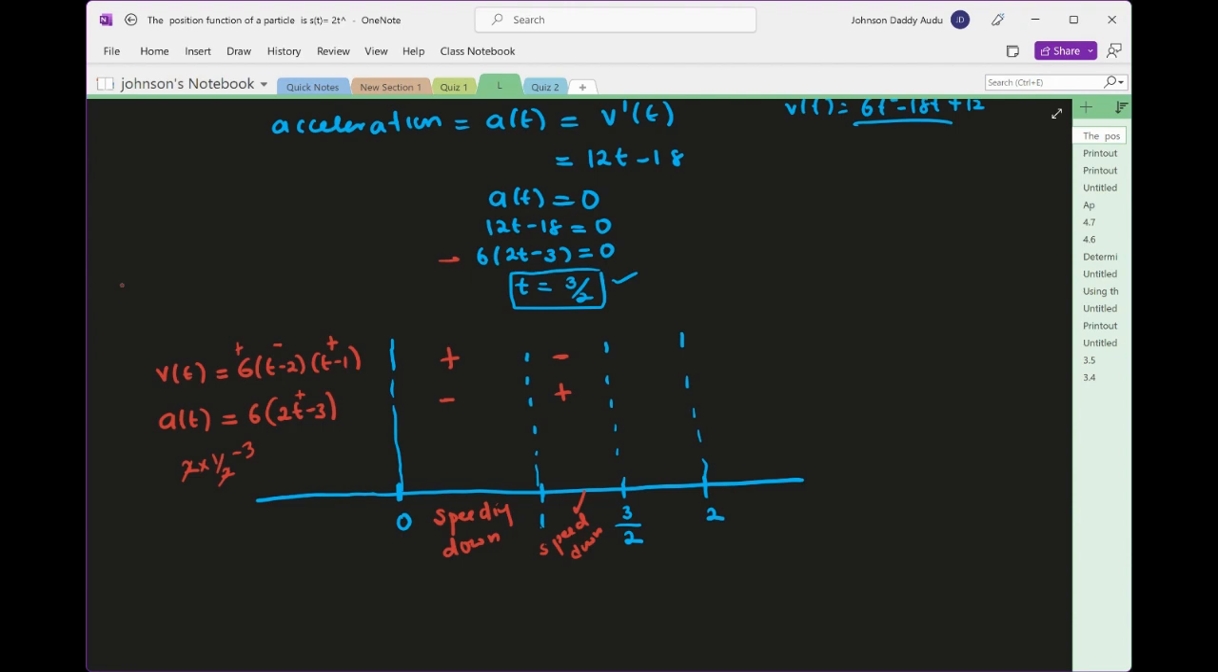Then we move to the next interval between 3 over 2 and 2. We can take, say, 1.7. If you take 1.7, this is going to be minus, this is always positive, and 1.7 minus 1 is going to be positive. So everything will be just negative. The 1.7 here times 2 is definitely greater than 3. So this is still positive. So here we still have speeding down as well.